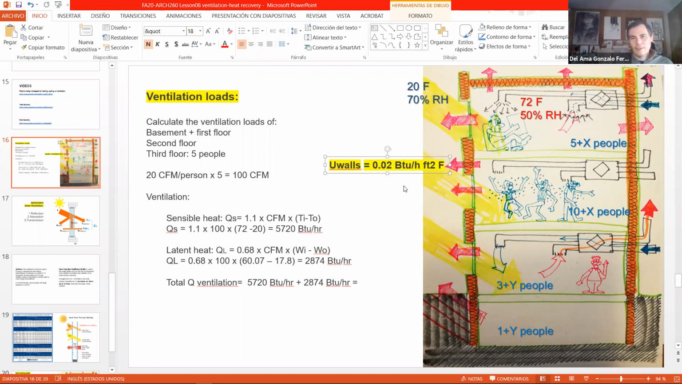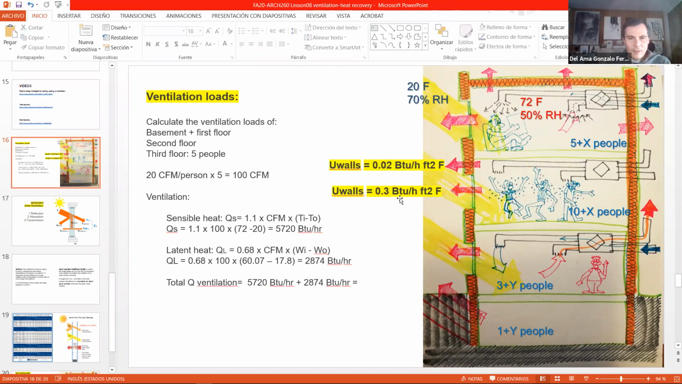Okay, that's good. If we are talking about windows, the U value is around 0.3, let's say. So there's a difference. The U value of a window is at least 10 times as much as the U value of walls. So we have to be careful with that.